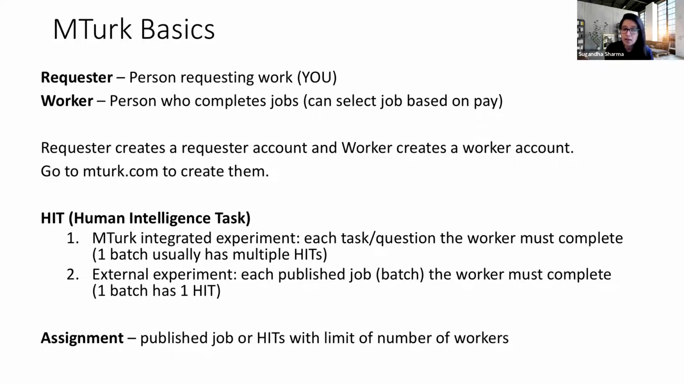So for instance, if you are doing an image classification task, and you have 10 images and you're asking subjects to classify these 10 images, then each of these images is called a HIT. And a given batch will contain multiple HITs, right? So in our case, a given batch will contain 10 HITs. And you can actually publish multiple batches. If I was doing a pilot experiment, I could publish one batch, but then later on I might decide to collect more data and publish another batch and so on. And we'll see how to do that.